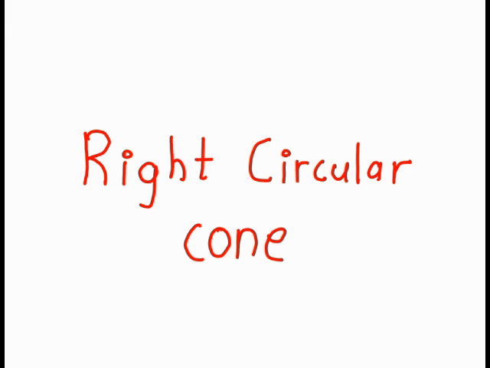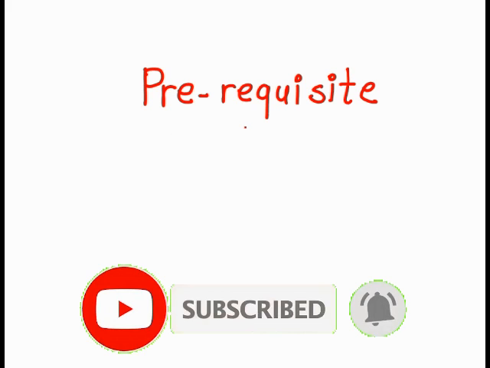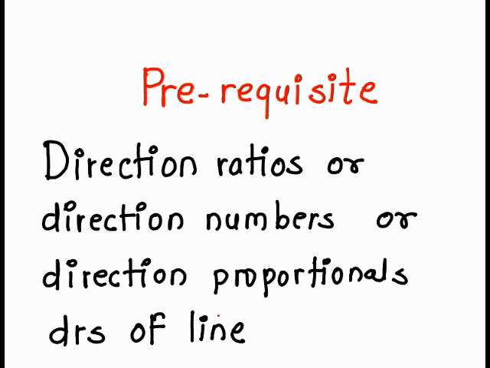In this video, we study how to find an equation of a right circular cone. First of all, let's start. In the prerequisite, first of all, we study what is a direction ratio or direction number or direction proportion, or DRS, of a line. How to find this DRS? We require the DRS of a line to find the equation of a right circular cone.